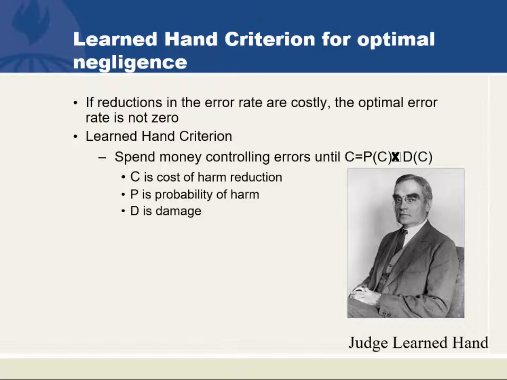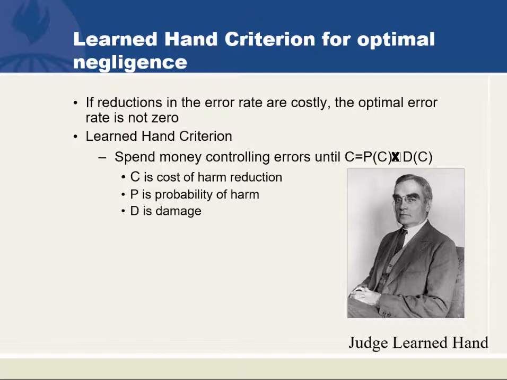Now, Judge Learned Hand is famous in health economics for being a judge who decided that there should be an economic criteria in controlling errors through the legal system. And he said that the amount of money that the healthcare system should pay to control errors, that is, C, the money spent controlling errors, should be the product of the probability of harm times the damage from the error.